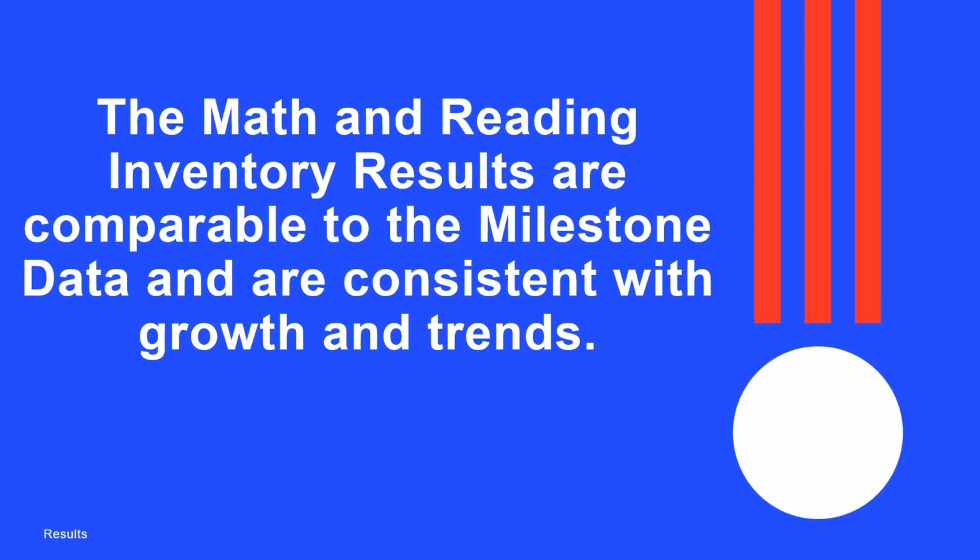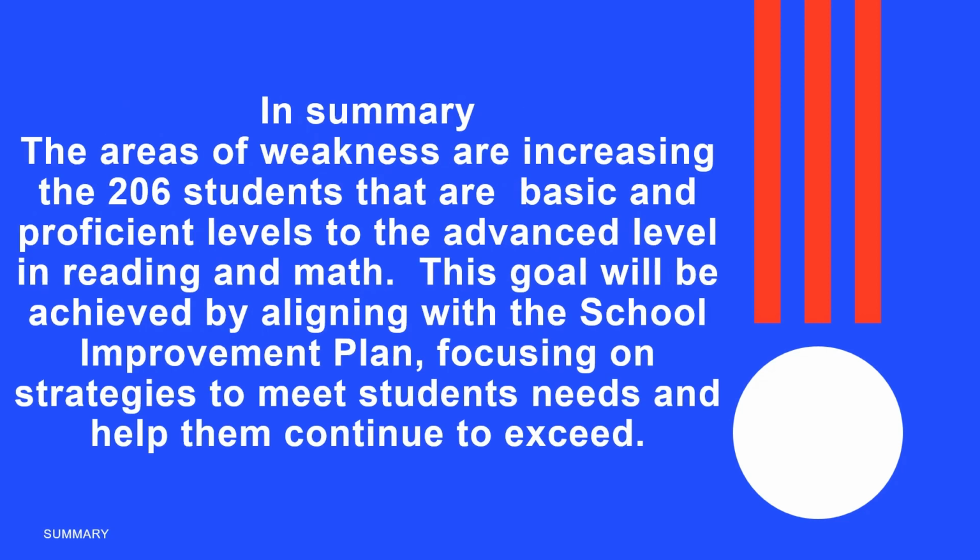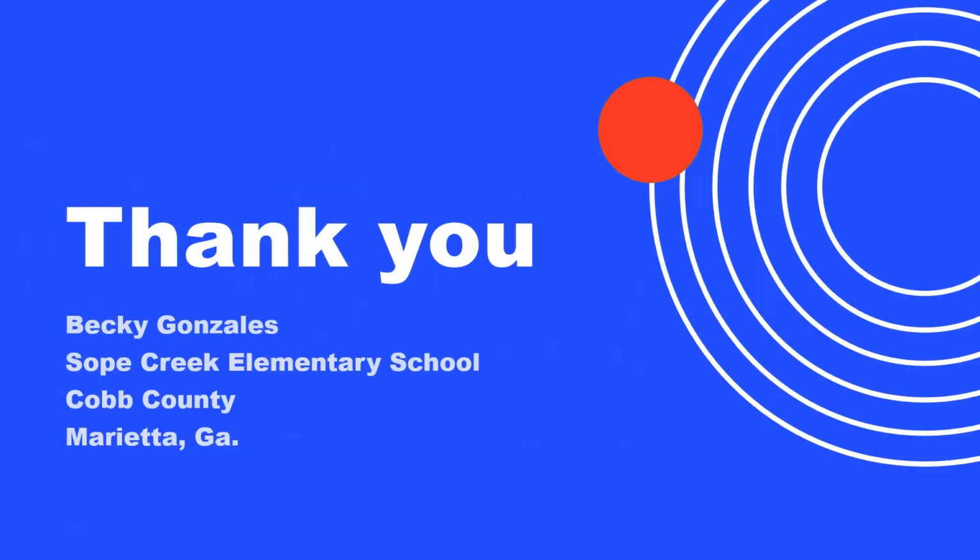So the math and reading inventory results are pretty comparable to the milestone data and are consistent with our growth and trends. In summary, the areas of weakness are increasing the 206 students approximately that are basic and proficient levels to the advanced level in reading and math. This goal will be achieved by aligning with the school improvement plan, focusing on strategies to meet students' needs and help them to continue to exceed.